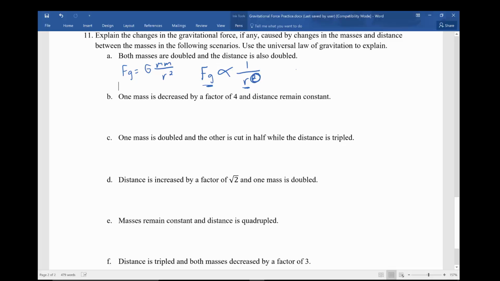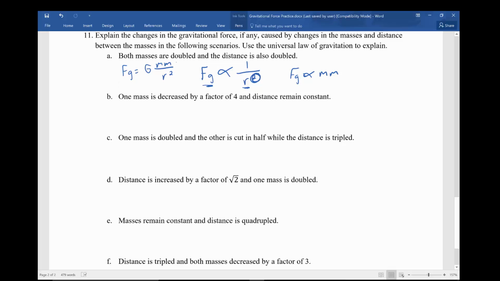Another relationship that you'll see is that Fg is proportional to the product of the masses. If one of them doubles, then Fg doubles as well. If they both double, then Fg quadruples. In this example, we're going to see some of those changes, and what happens to the gravitational force. Let's read the problem. It says, explain the changes in the gravitational force, if any, caused by changes in the masses and distance between the masses in the following scenarios. Use the universal law of gravitation to explain.